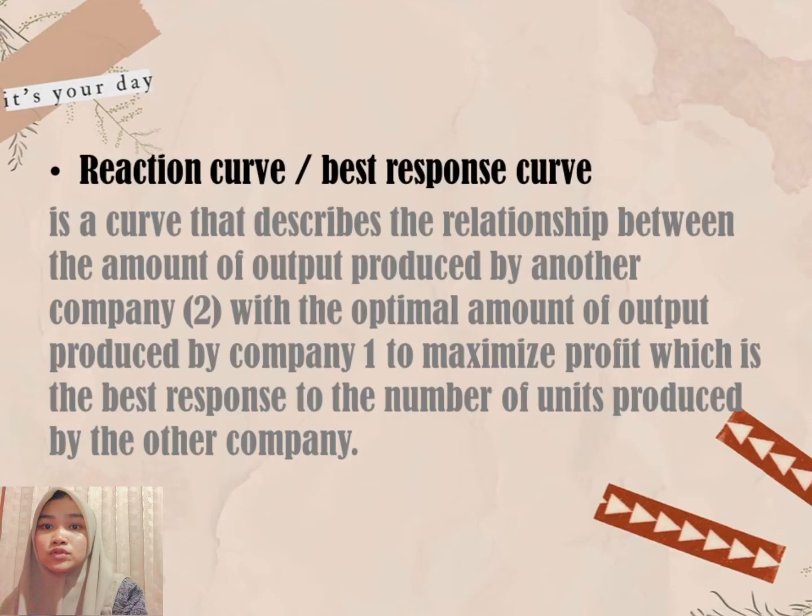Before we go to the example of Cournot, we have to understand the reaction curve, or best response curve. What is a reaction curve? It is a curve that describes the relationship between the amount of output produced by the other company, company 2, and the optimal amount of output produced by company 1 to maximize its profit, which is the best response to the number of units produced by the other company.